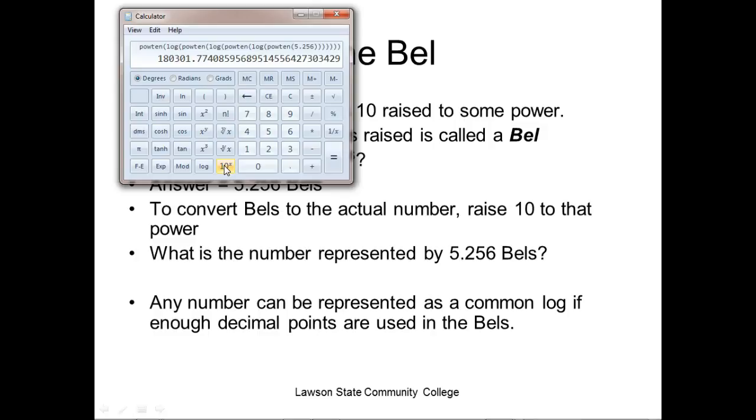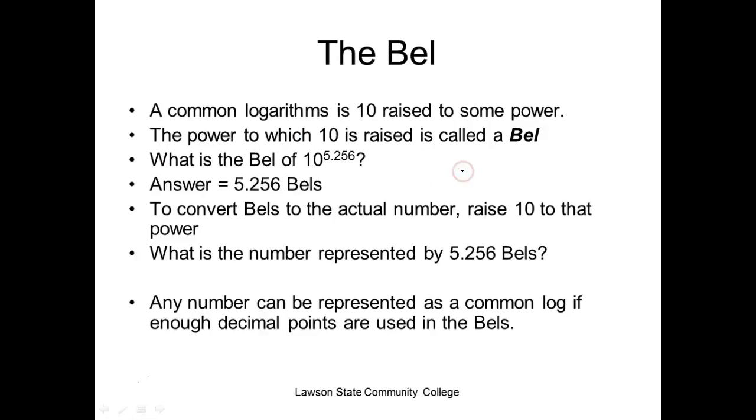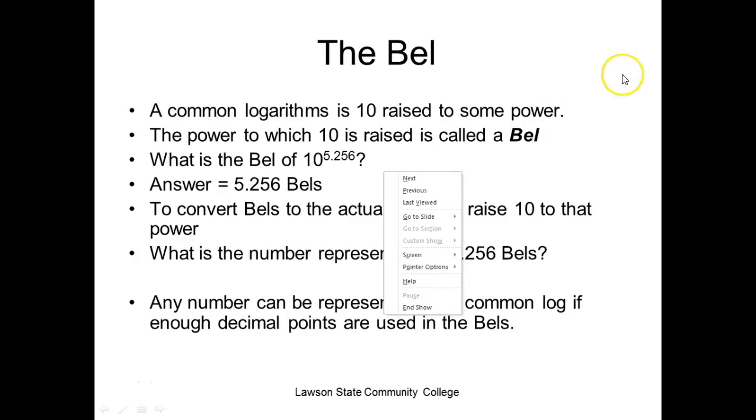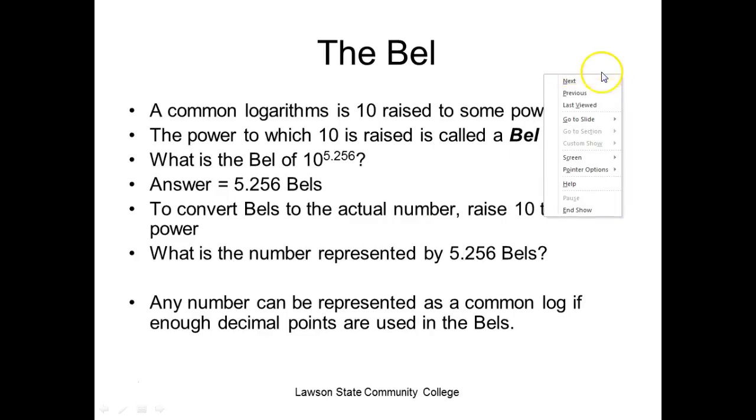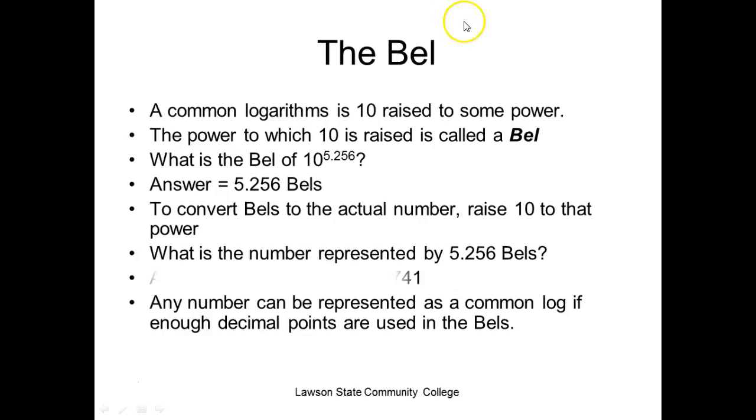Y'all understand? So y'all know what a bell is. What's a bell? That's what 10 is raised to, right? To get that number. Are we okay? Any number can be represented as a common log if enough decimal points are used in the bell. It's close. We're not there yet. We're dealing with bells. We're not dealing with decibels. But you got the right idea. Are we okay? Yes or no? Now y'all gonna be experts.